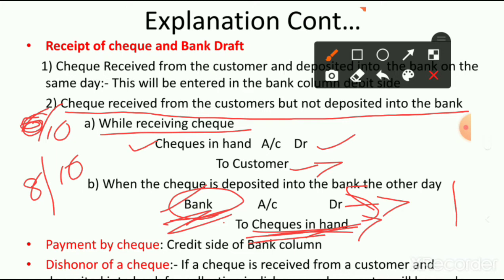Now next is payment by check. So this is receipt of check or bank draft, both are the same only. Now if we pay by check, where will it go? Payment side. Payment means we are paying from our account, check we are giving. So credit side of the bank column. I already told you, when we make payment our account balance will decrease, so you have to put it on the credit side. Check you are giving, so bank column. If you are giving cash, then you have to write on the cash column.